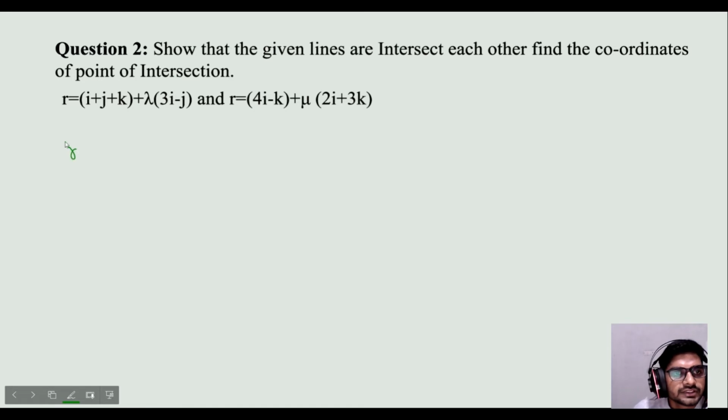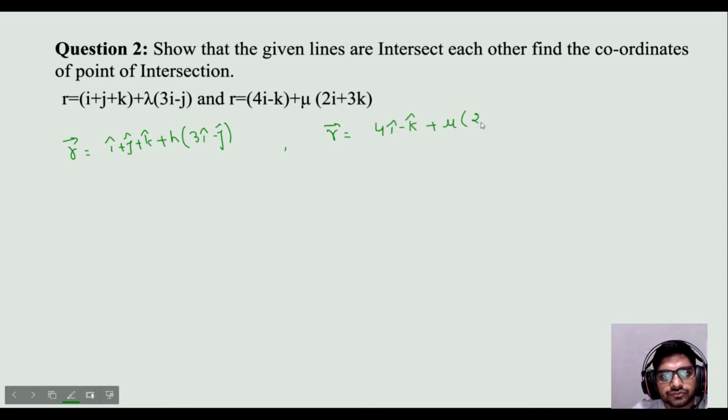So the first line is r equals i cap plus j cap plus k cap plus lambda times 3i minus j cap, and the second line is given by r equals 4i cap minus k cap plus mu times 2i plus 3k. How do we convert the vector into Cartesian? This is given in lecture number first. So those who are new to this lecture, kindly go through the first lecture. But this time I am explaining it at this point.